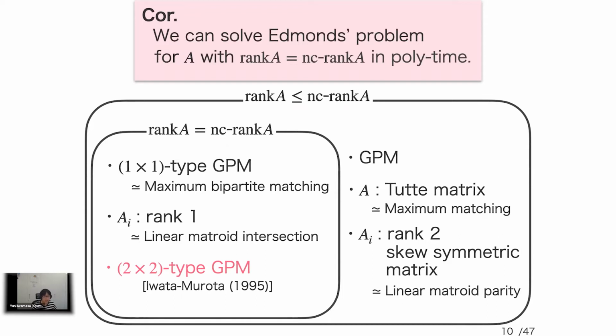And it is known that the 2x2 type GPM is included in this class. So we can say that we can compute the rank of a 2x2 type GPM in polynomial time by solving the non-commutative Edmonds problem. But as I mentioned, the existing algorithms are analytical, or complicated, or slow. So in this talk, we develop a new algorithm for the rank computation of this matrix.